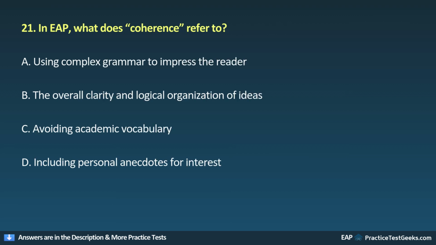21. In EAP, what does coherence refer to? A. Using complex grammar to impress the reader. B. The overall clarity and logical organization of ideas. C. Avoiding academic vocabulary. D. Including personal anecdotes for interest.